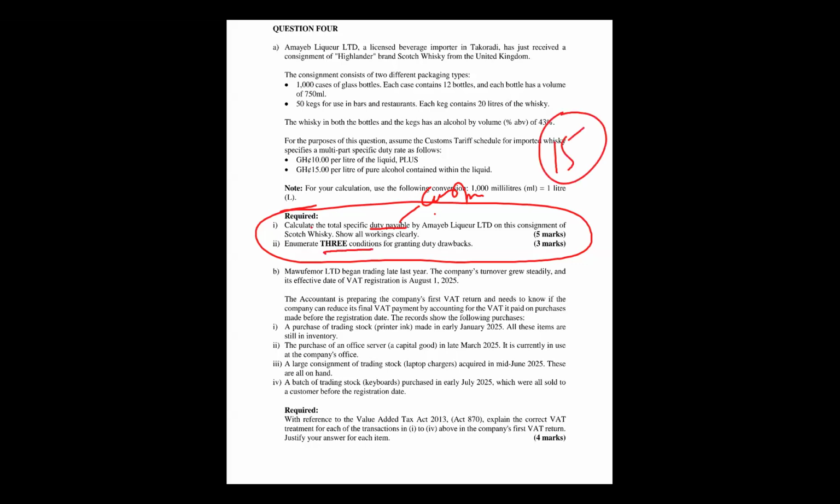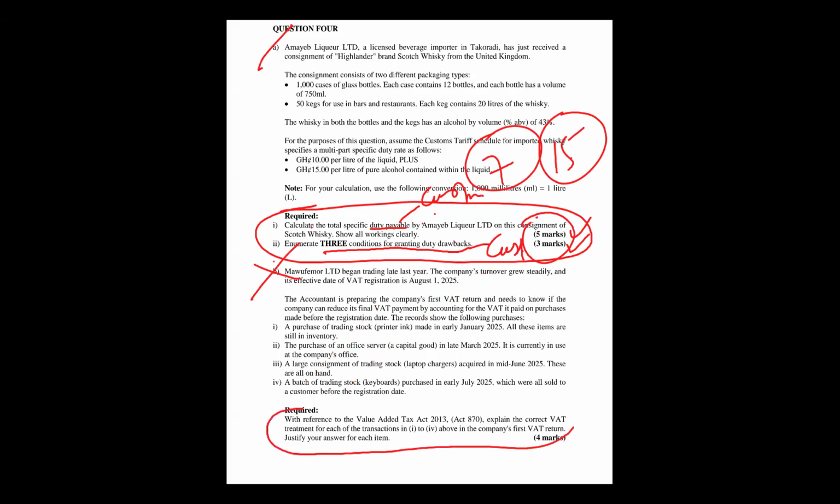Enumerate 3 conditions for granting duty drawbacks is under the customs. This is a theory and a calculation. So calculation 5 marks, theory is under the customs, the VAT, the 15 marks. So now out of the 15, 10 is gone, 8 is gone. So we have 7 more. Let's see where they'll put a 7. So this is A. That is B. B, I'll not read all this. I don't need this one now. I'll go to the requirement here.